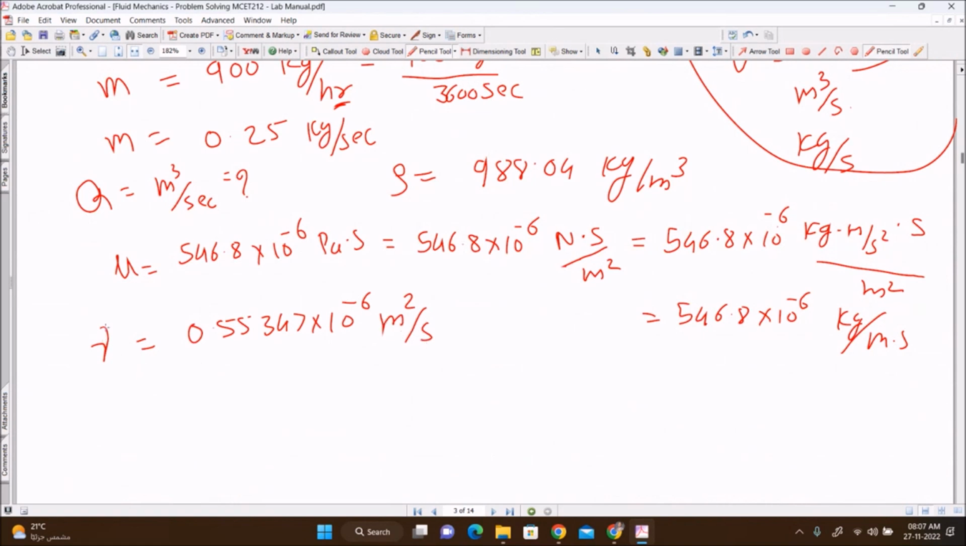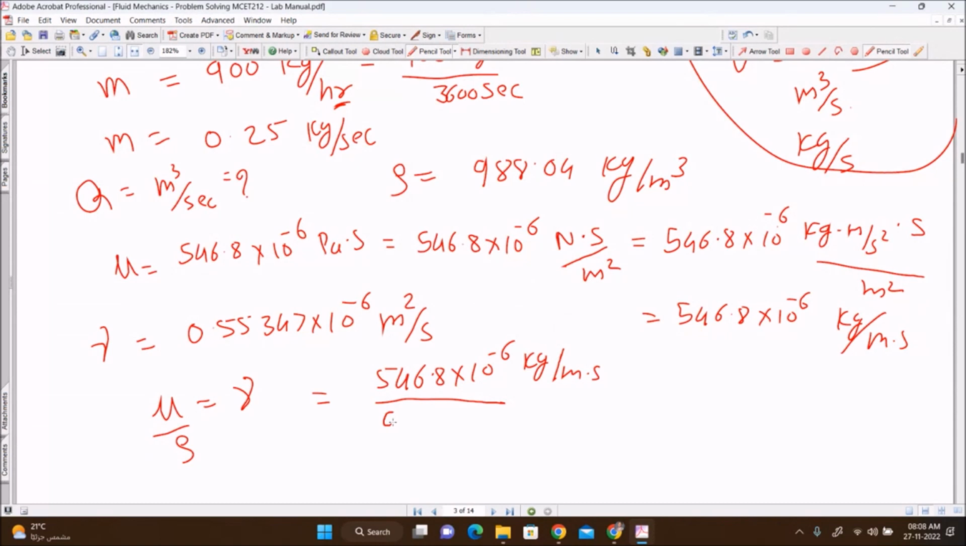So both I can convert into dynamic viscosity also. The relation between dynamic viscosity and kinematic viscosity is nu equal to mu by rho. The mu is 546.8 into 10 to the power minus 6 kg per meter second. This is the best unit to write, the LMT form, instead of Newton second per meter square.